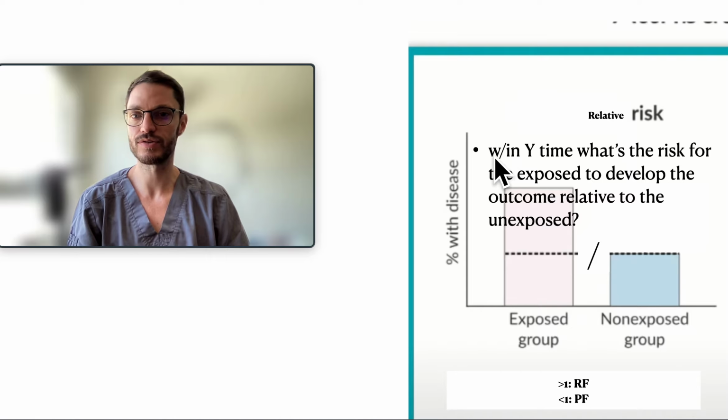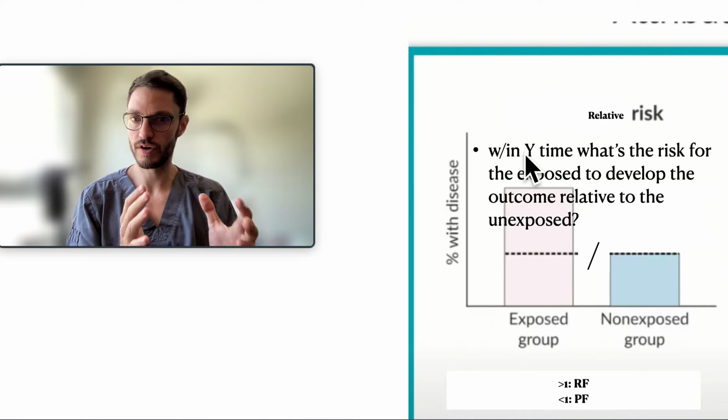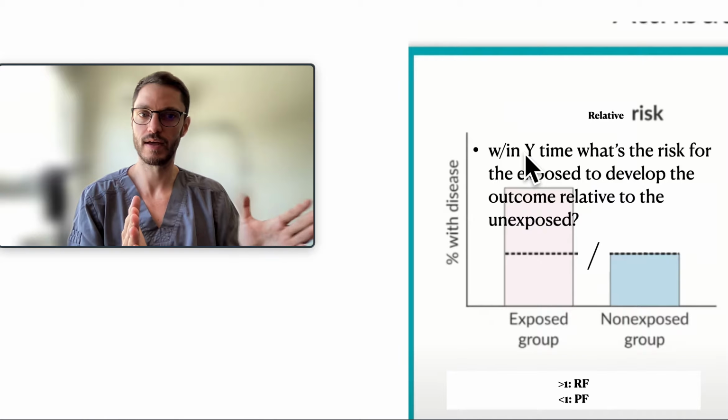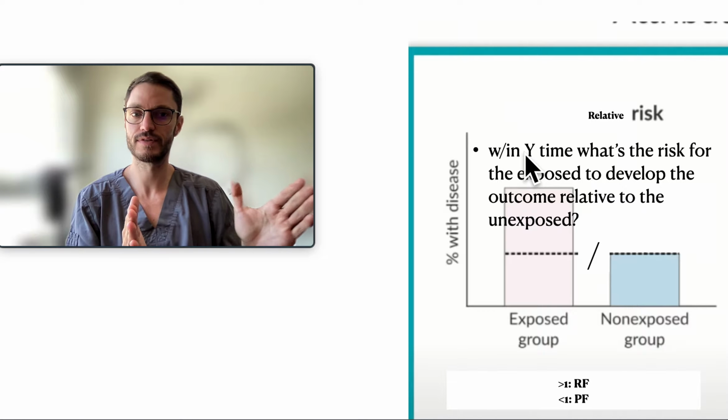So what does it answer? Within a given time, because to assess risk, you have to see things in a timeline. That's why we say that relative risk is calculated in prospective studies.